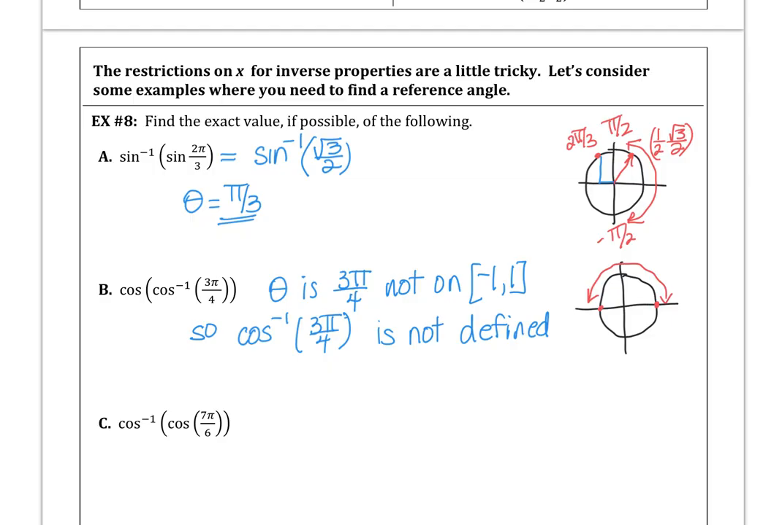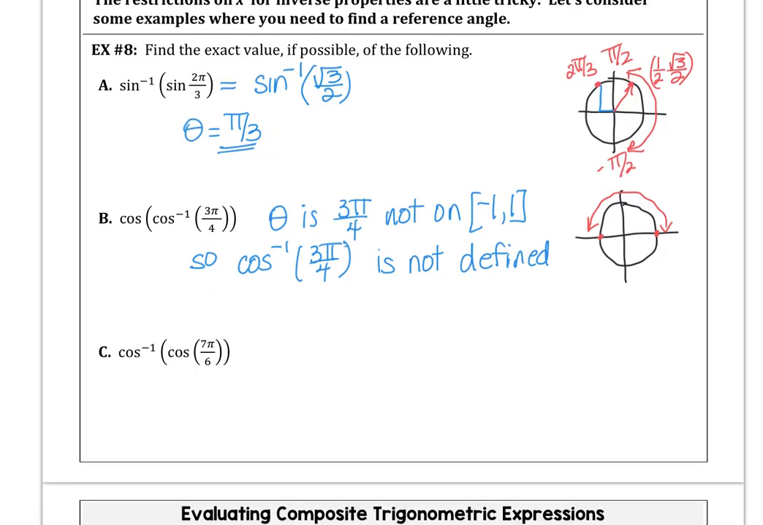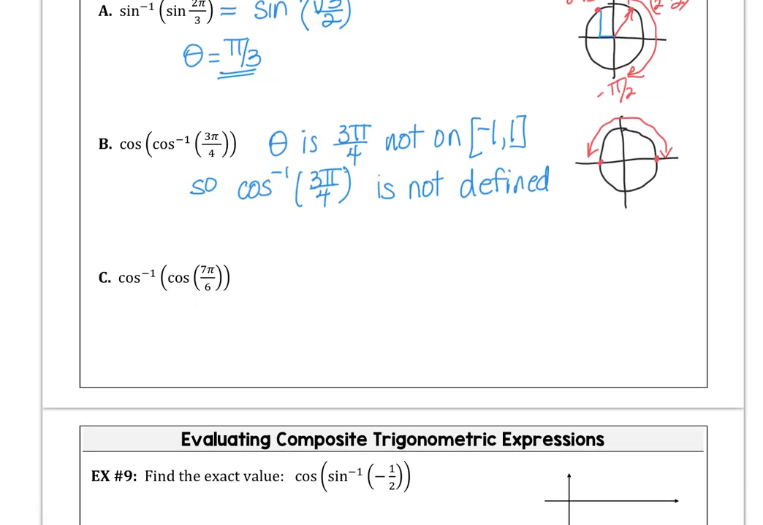And then part C, we want cosine inverse of cosine 7 pi over 6. This one's just like the A example. We want to find the cosine of 7 pi over 6. We want to do that first. What's the cosine of 7 pi over 6? Cosine of 7 pi over 6 lives in quadrant 3, and that value is negative square root of 3 over 2. That's the x coordinate here. Negative radical 3 over 2, negative 1/2. Cosine is x, and sine is y.